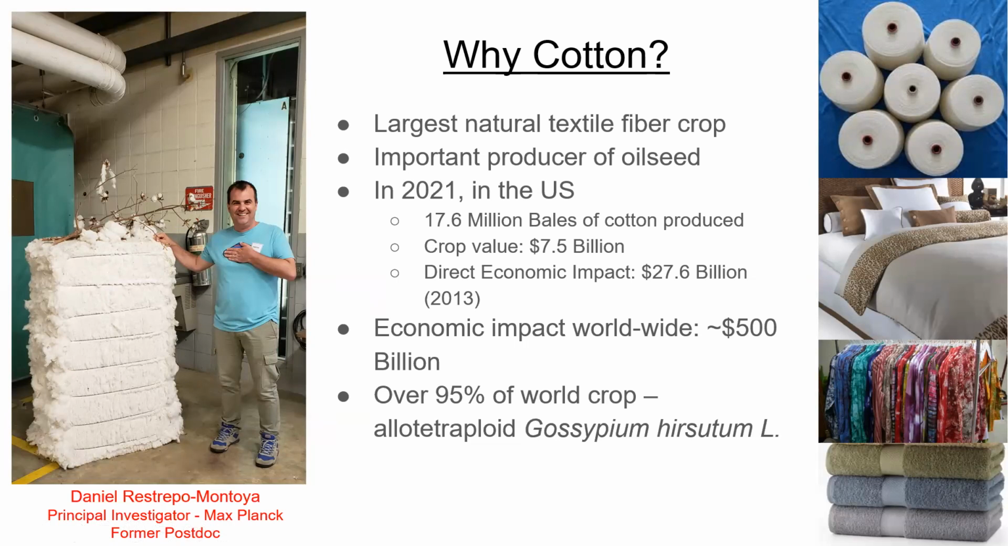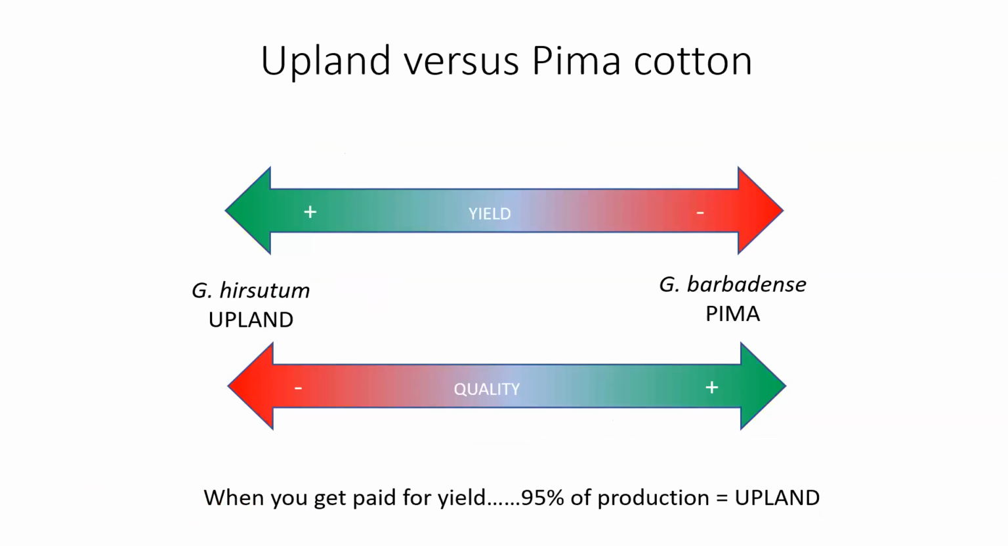So cotton has a large economic impact, both in the US as well as worldwide. It's hard to estimate the exact amount of economic impact, but it's been estimated somewhere around 500 billion worldwide. Importantly, about 95% of our world crop is this allotetraploid species, Gossypium hirsutum. Gossypium hirsutum is often called upland cotton.